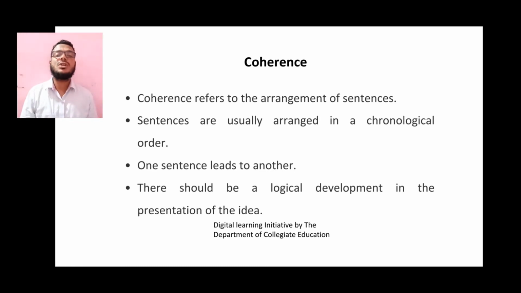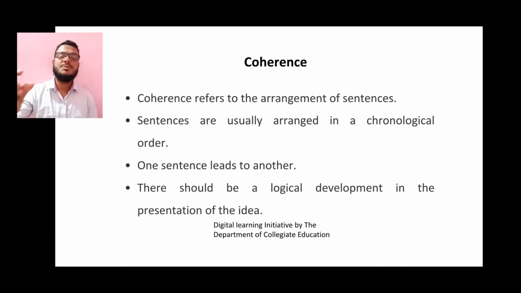All of a sudden we should not speak about how important it has become nowadays, and then at the end of the paragraph speak about it being invented in so and so year by so and so. First we have to speak about who invented it and in which year, and then how important it has become nowadays. What are the advantages and disadvantages of the use of this mobile phone? That's what this point means. Logical development in the presentation of the idea. It should be logically developed.